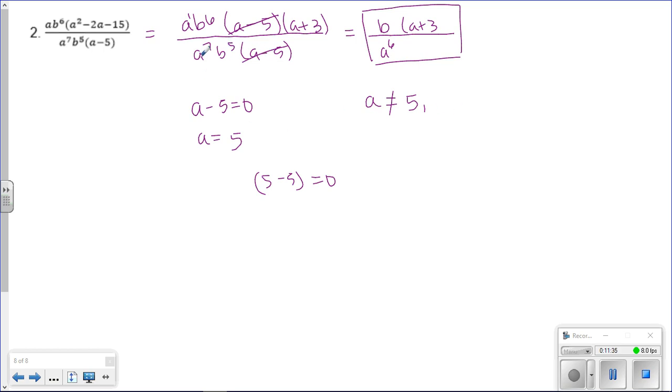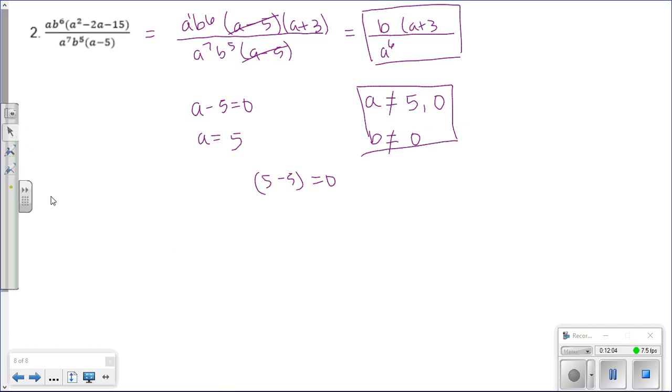But then we also couldn't have 0 for a, because this would give me a 0, and if I multiply this times that times anything would give me 0. And then we also have our value of b. b cannot be 0 because, again, this is all multiplication, so it would end up being 0, so we can't have any of that in there. So those are your restrictions for that one.